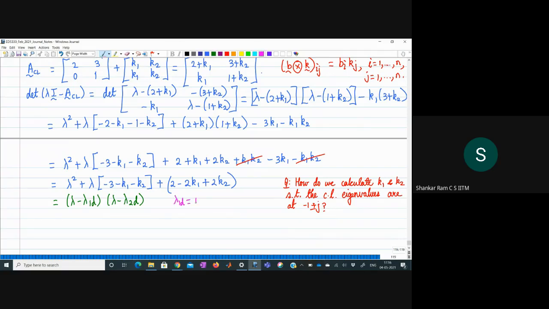So lambda 1 desired, let's say it's minus 1 plus j. Lambda 2 desired is minus 1 minus j, right? Because those are the two desired closed loop eigenvalues, right? Now what we do is we substitute it. So we have lambda minus (minus 1 plus j), I'm sorry about this, consequently this will be lambda plus 1 minus j, and then lambda plus 1 plus j, okay, so that's what we have as the two factors.